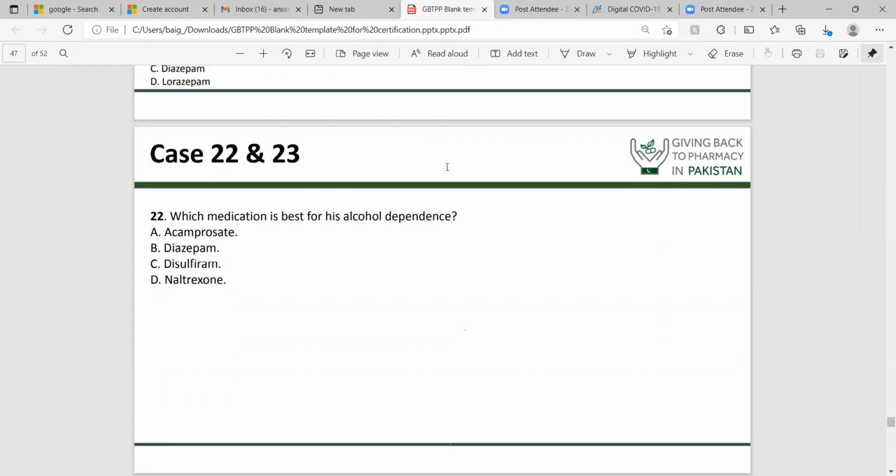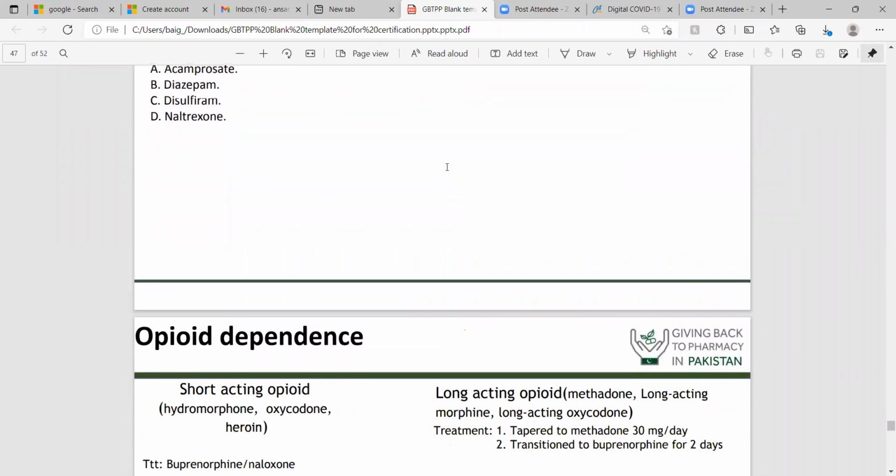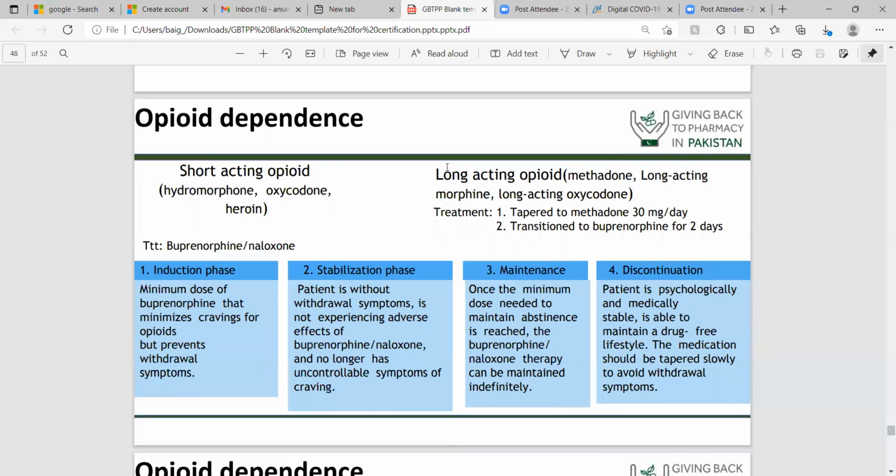Again, the next question is emphasizing which medication is best for his alcohol dependence. We have to keep in mind whether the patient has liver disease or not. So option A is the best option because the patient has a history of liver disease. Next, we are talking about opioid dependence. In opioid dependence, we just have to keep in mind which agents are the best option for the maintenance or for the acute treatment.